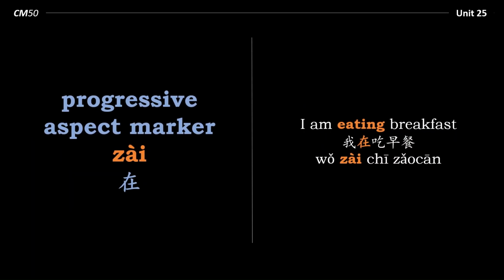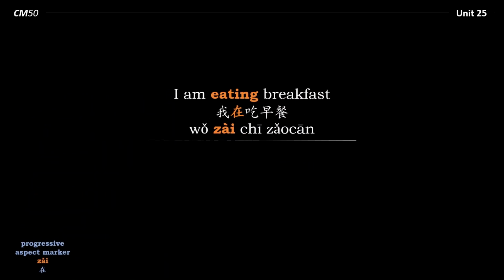Now, to make the point again that aspect is not the same as tense, let's have a look at this sentence. I am eating breakfast. 我在吃早餐. So can eating, the progressive aspect marker, happen in the past? Can it happen in the future? We'll have a look. 我在吃早餐. This is present tense, progressive aspect. I am, present tense, eating, progressive aspect, breakfast.